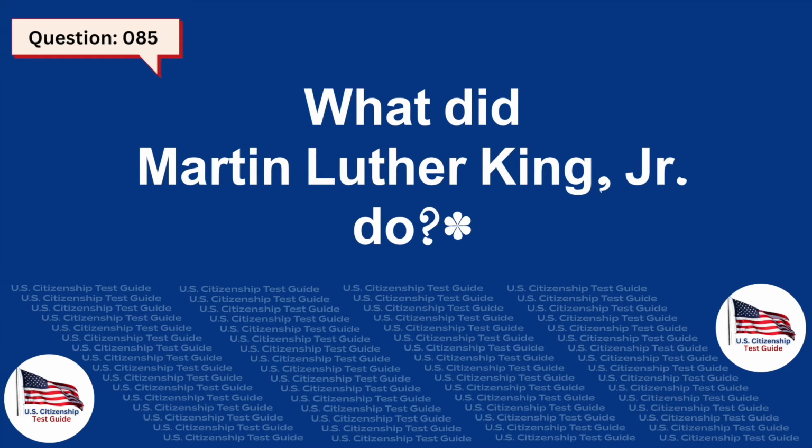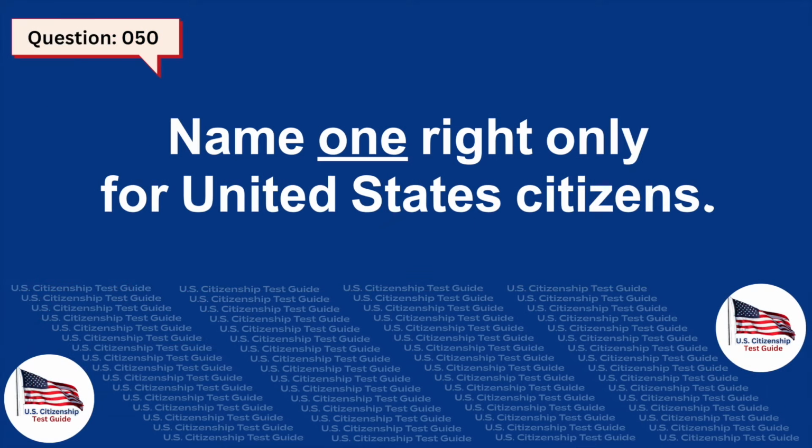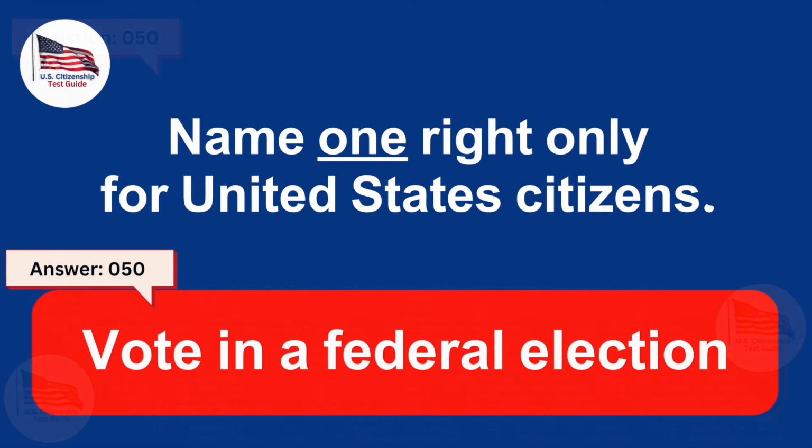What did Martin Luther King Jr. do? Fought for civil rights. Name one right only for United States citizens. Vote in a federal election.